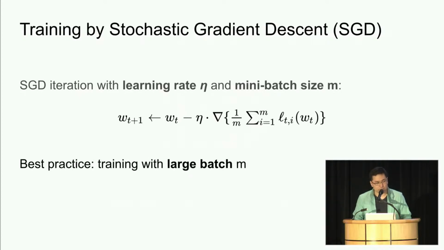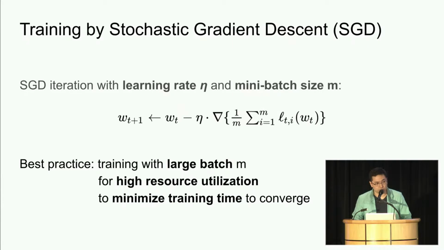The best practice to apply this SGD iteration on modern hardware to effectively utilize the parallelism basically starts with choosing a very large batch size. By doing so, normally you are able to fully utilize the underlying hardware, and it allows you to possibly minimize the training time. Well, in reality, this practice is not enough. It's not enough to just choose a large batch size.